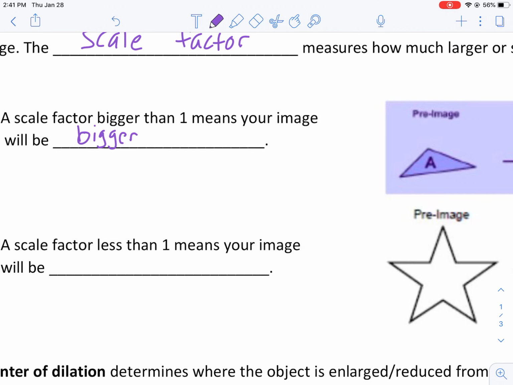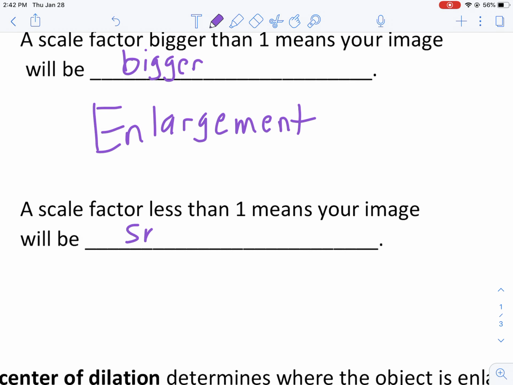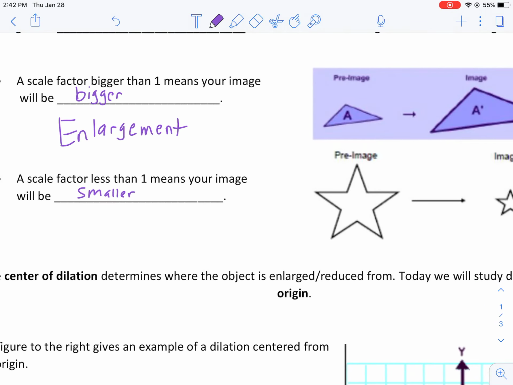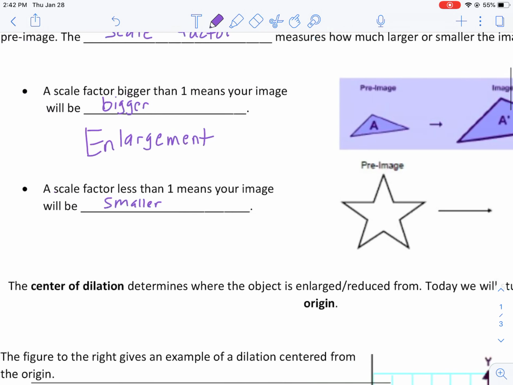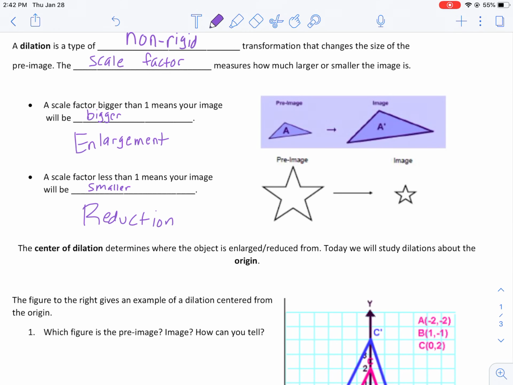So you can see over here, this would be a scale factor greater than 1, the pre-image grows. And we called that an enlargement, all right? If you remember from Desmos. A scale factor less than 1 means your image will be smaller. All right, so this would be like a fraction, not necessarily a negative number, like a half or a third. All right, so you can see this would be what we call a reduction. So we've got enlargements and reduction. So enlargement is bigger, reduction is smaller, and that's all based on the scale factor, okay?